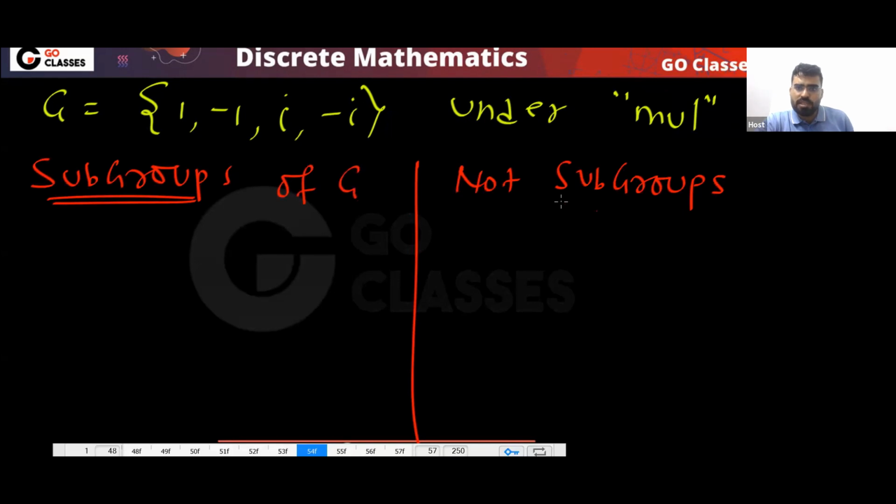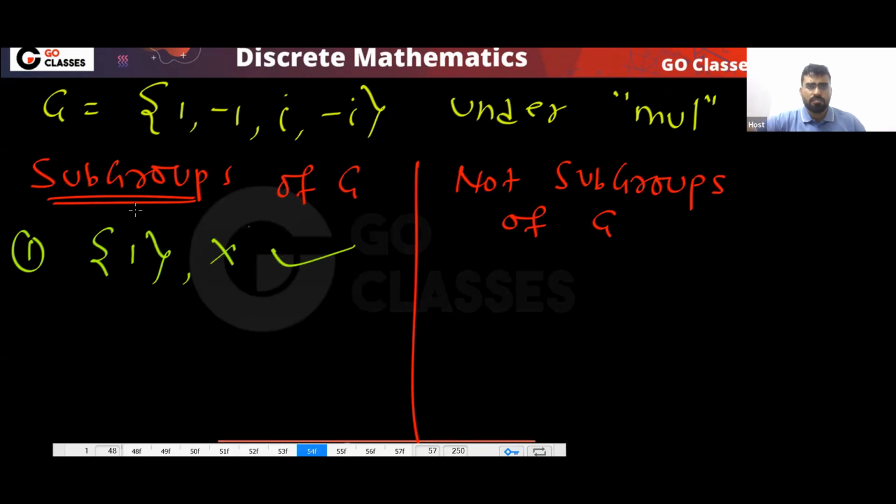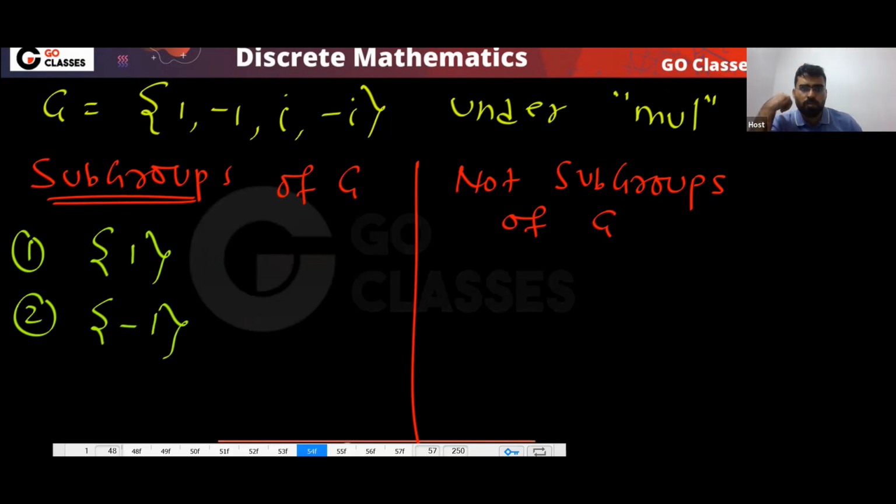All the subgroups of G that you can create and all the not subgroups of G. So for example, this is a subgroup, right? I can say that this is a subgroup. Okay, tell me, is this a subgroup? Is this a subgroup? This is not a subgroup.